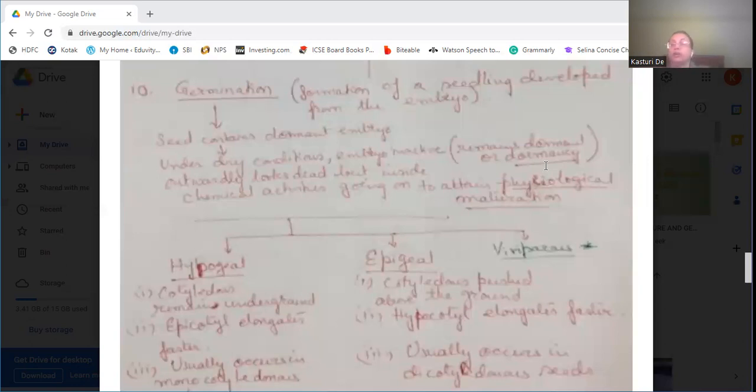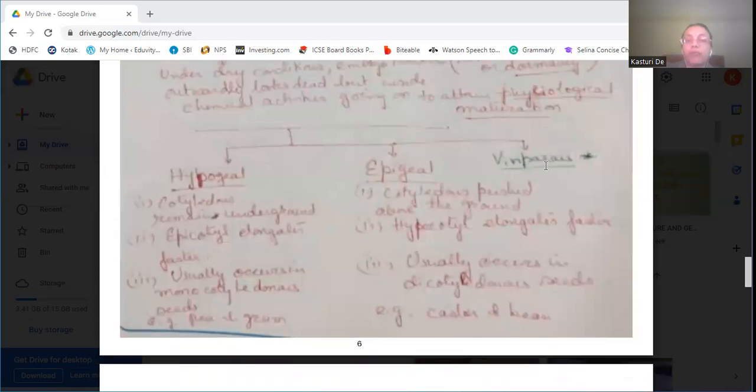Now, two major types of germination are there, hypogeal and epigeal germination. Another type is also there, known as viviparous. First we will discuss hypogeal and epigeal, and later on viviparous. So what is hypogeal germination? Here, the cotyledon remains underground. In epigeal germination, the cotyledon is pushed up above the ground. In hypogeal germination, the epicotyl elongates, and in epigeal germination, the hypocotyl elongates fast.